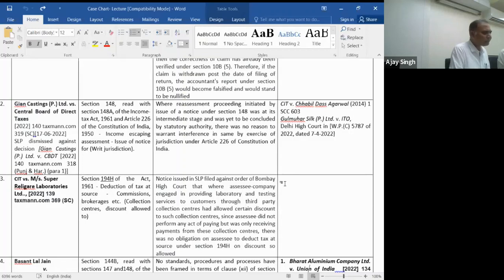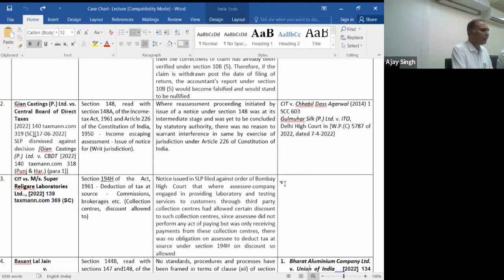Coming to the next decision, Gyan Castings Private Limited. So basically, here was a case where the SSC had come up before the Supreme Court against the order of the High Court, where the High Court has refused to entertain a writ petition challenging the 148A proceedings, reassessment proceedings, by the Punjab and Haryana High Court.